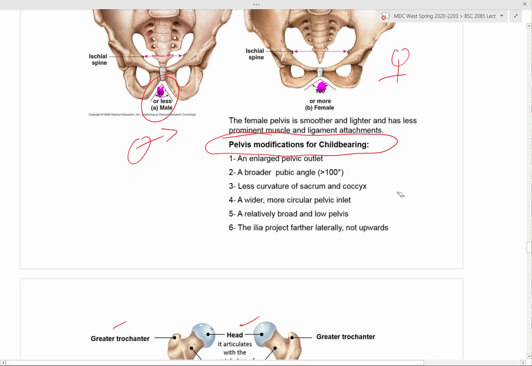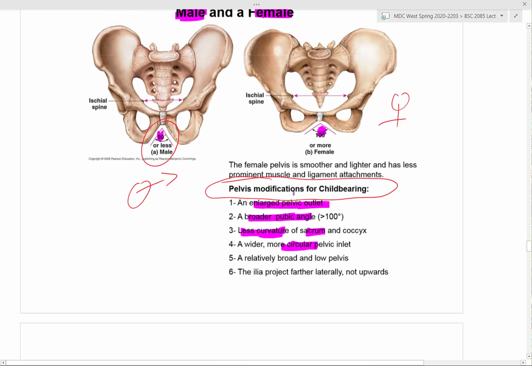So pelvic modification. What is happening in pelvic modification while child bearing? So you have an enlarged pelvic outlet, a broader pubic angle, and less curvature of the sacrum. Normally the sacrum of the males is like this. Females will tend to open the sacrum a little to the back, right? So a more circular pelvis, more wide, as you can see there, broader, and it projects farther laterally, okay? Because it widens this pelvis.